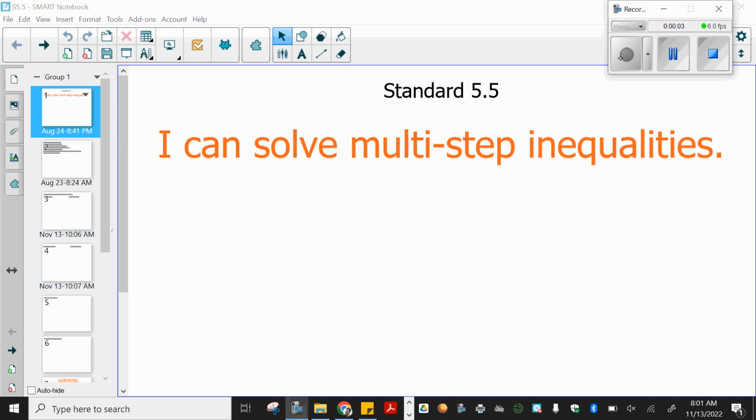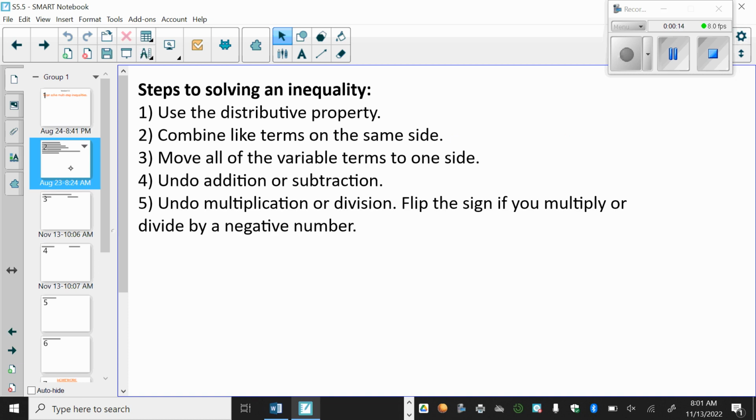Right, here's standard 5.5. Guys, we're going to draw on a bunch of old knowledge from solving equations. So we've got to be ready to do some remembering here. Standard 5.5: I can solve multi-step inequalities. Here are our steps for solving an inequality.